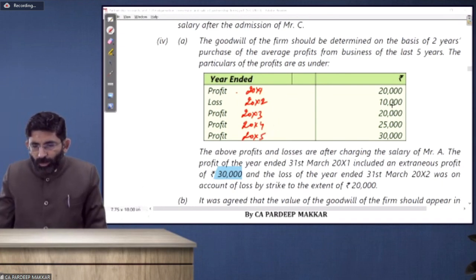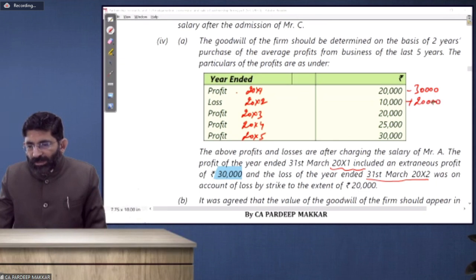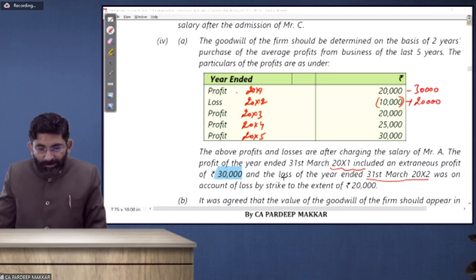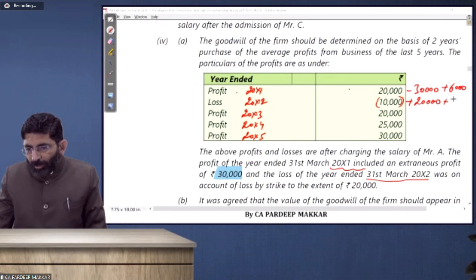So he says it includes a profit of rupees 30,000, 2011, which is extraordinary profit. So that is to be deducted. Then he says a loss for the year ended 31st March 2012 was on account of loss by strike to the extent of rupees 20,000. So that is to be added because this is also an extraordinary loss of rupees 20,000. This is already in minus. You will have to do it. Then one thing more is there. He says C will not be entitled to get a salary. How much salary is C getting? C is getting a salary of rupees 500 per month. That is 6,000 rupees per annum. So that is also to be added back because that salary will not be paid in future.